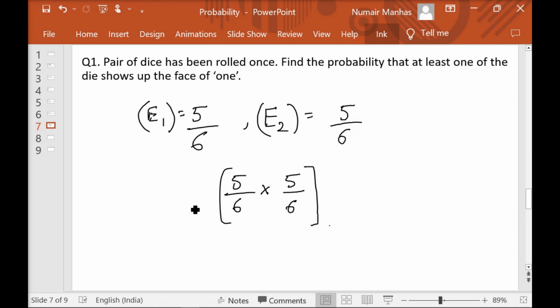So automatically, if we subtract it from 1, we get the probability that at least one of the dice will show up the face of 1. Therefore the answer comes out to be 11 by 36. So out of 36 outcomes, we have 11 outcomes where either die is showing the face of 1.